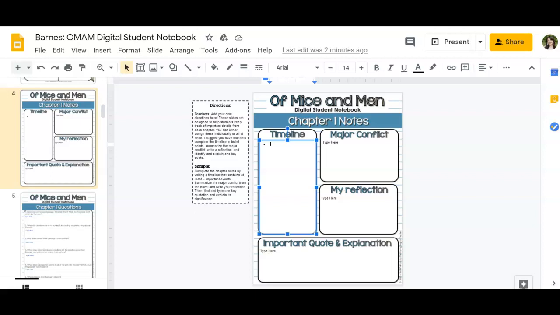Did it reveal something about the characters? Did it give us some kind of foreshadowing to something that might happen later on? Did it fill us in on something that happened in the past? Anything like that. So choose any quote and explain to me why you think that quote is important.